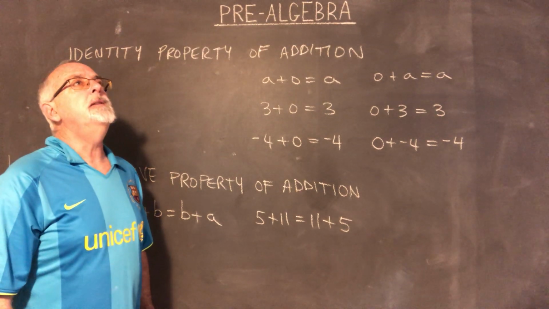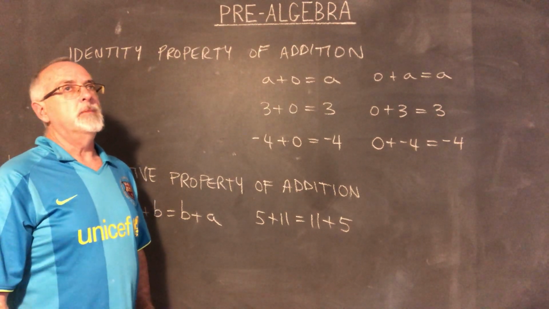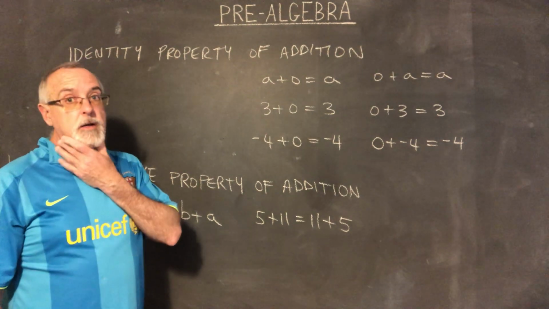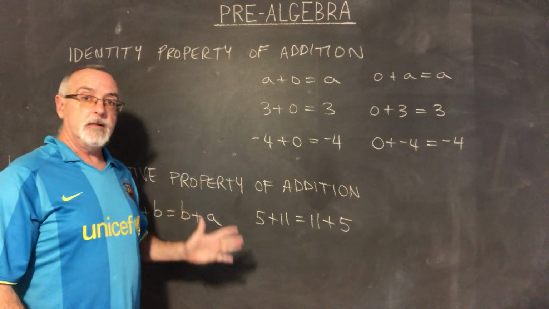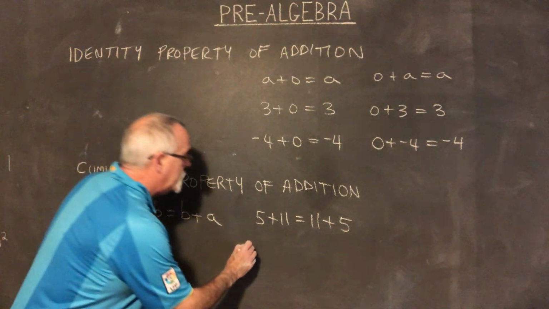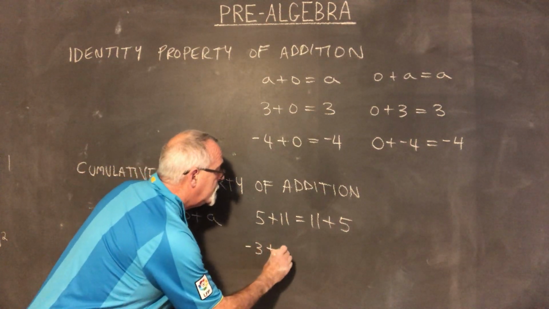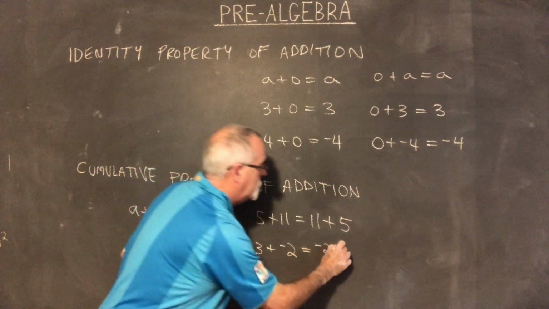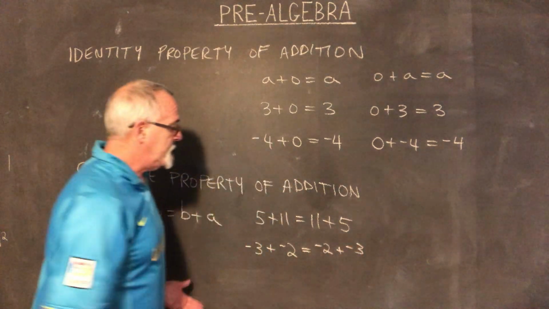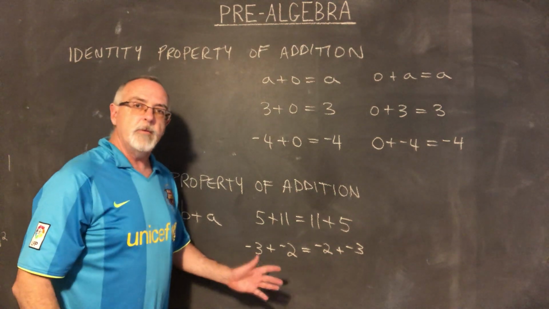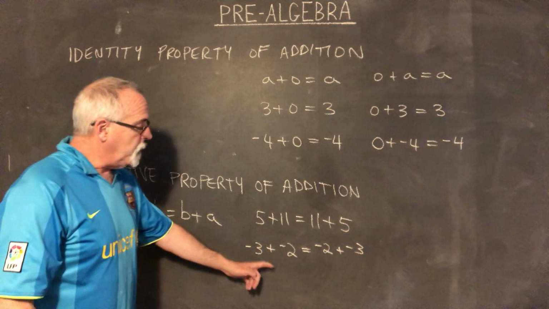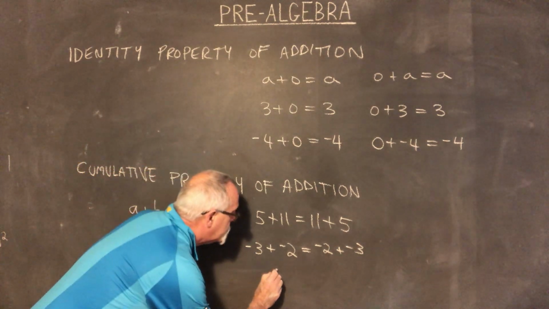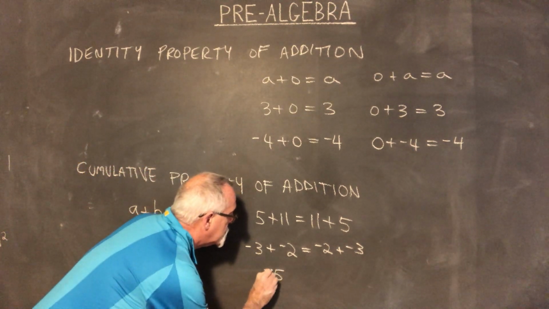17 plus 1 is 18. 1 plus 17 is 18. It works. Does it also work with negative numbers? Let's find out. How about negative 3 plus negative 2? Is that equal to negative 2 plus negative 3? Yes. Remember the rule. They're both negatives, so we add them together and the answer will be negative. 3 and 2 are 5, so negative 3 plus negative 2 is negative 5.